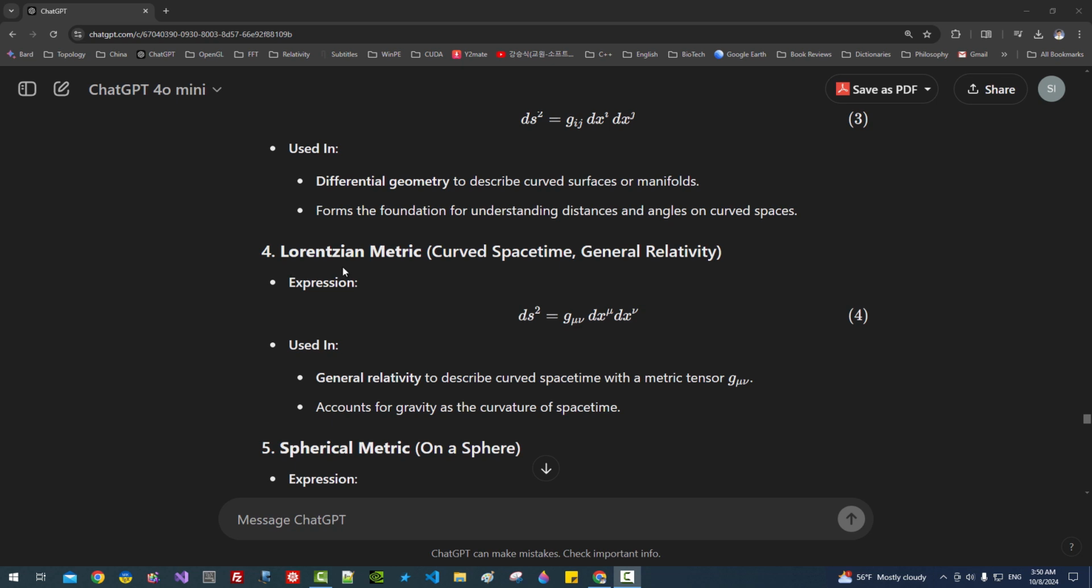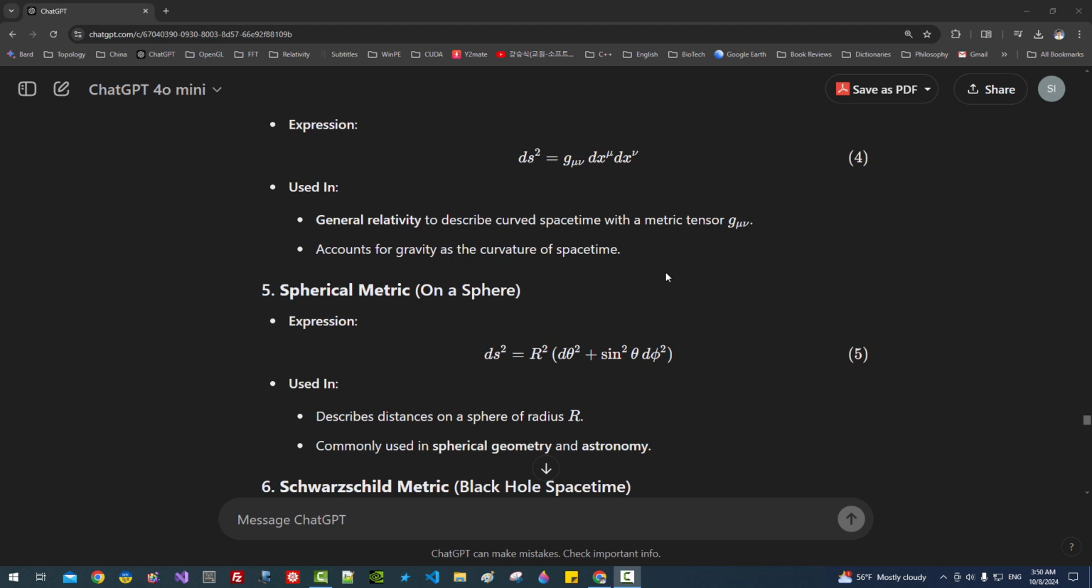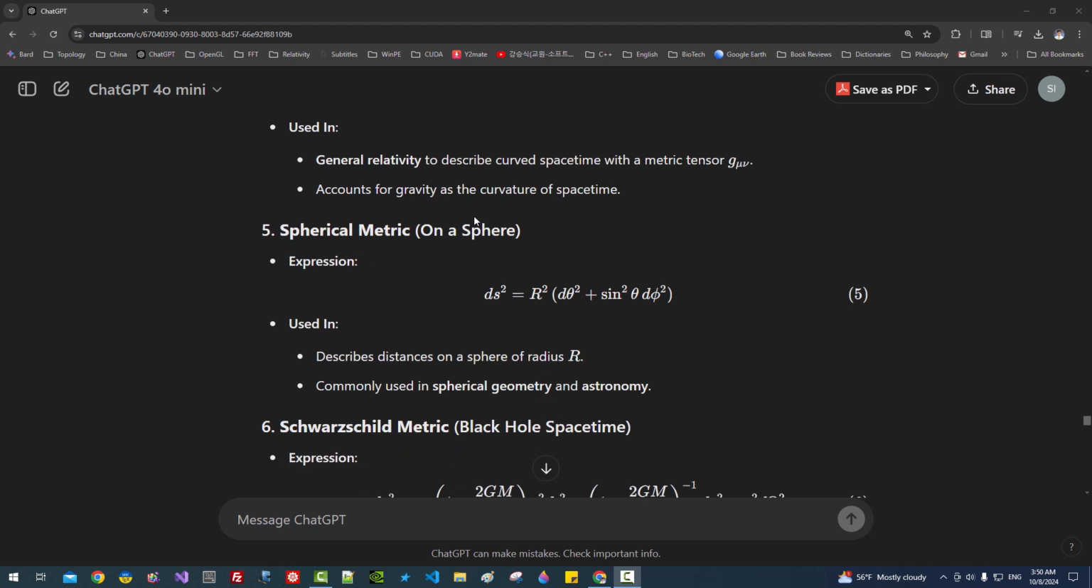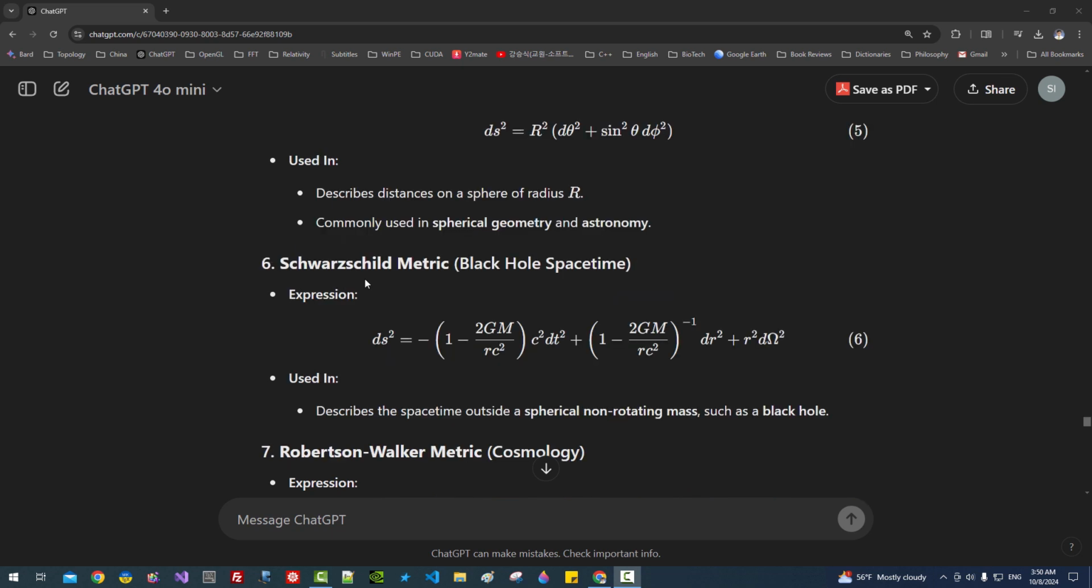Fourth, Lorentzian metric, curved spacetime, general relativity. This metric may not look familiar to you if you do not have experience in general relativity. Fifth, spherical metric on a sphere. This metric may look familiar or unfamiliar depending on your experience with vector calculus. Sixth, Schwarzschild metric, black hole spacetime. This metric might look very challenging, but you will capture this metric instantly.